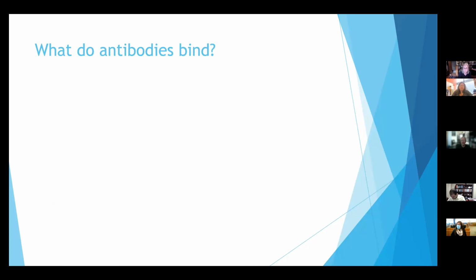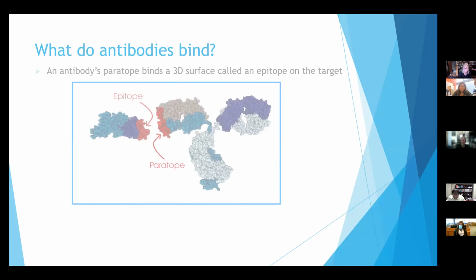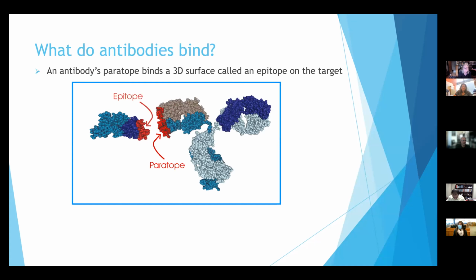So what do antibodies bind? I think you got a really good introduction to this, so I don't have to go into too much, except that I want to point out that the paratope of the antibody binds a three-dimensional surface. The epitope is a three-dimensional surface, okay? Linear, discontinuous, whatever it is, but it's three-dimensional.